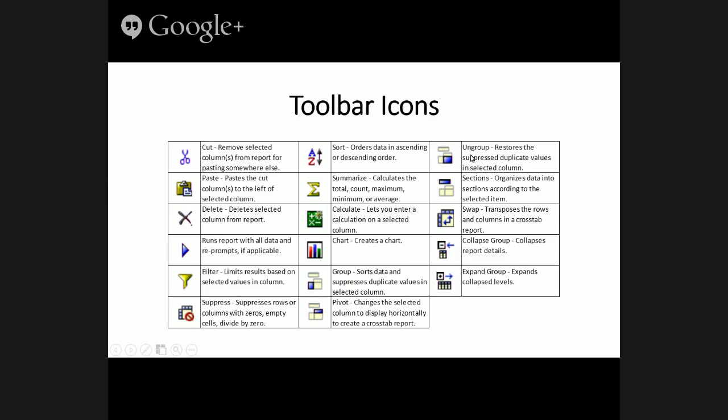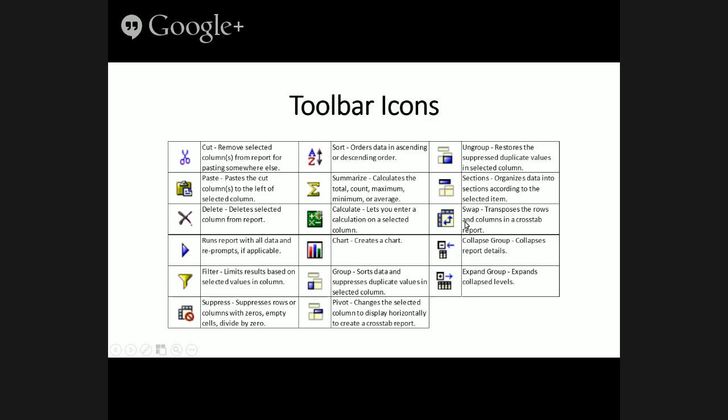This ungroup here, if you've grouped something and you've decided the grouping is not what you're looking for, that's what the ungroup feature, or icon, is for. Sections, I would say it's similar to grouping, except it splits out your data into different tables, different views, and that's what sections are for.